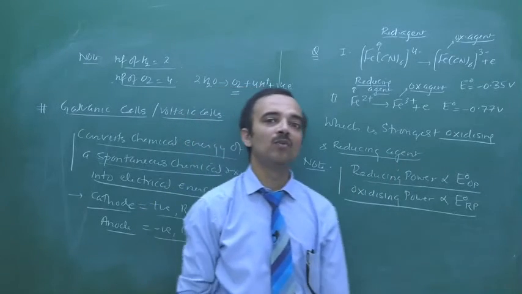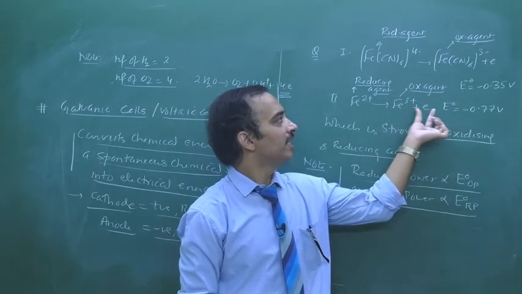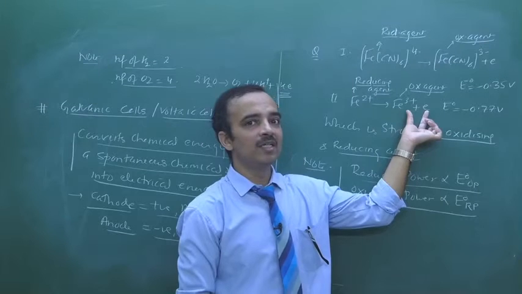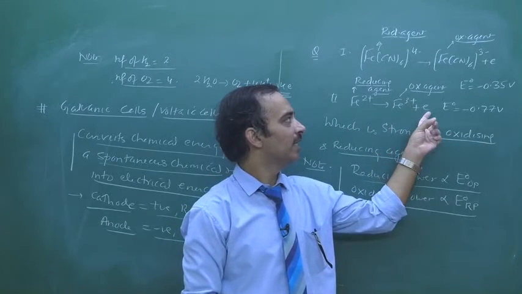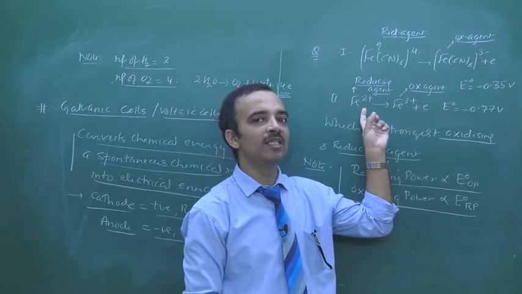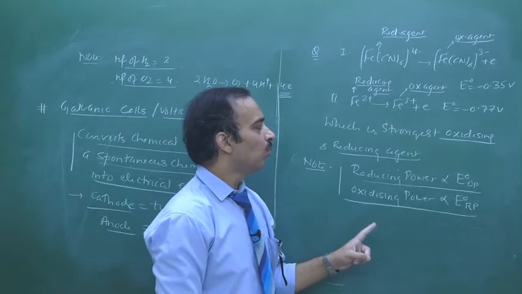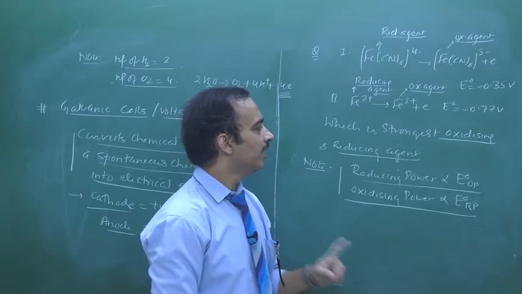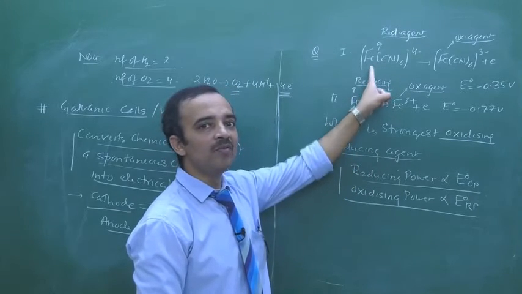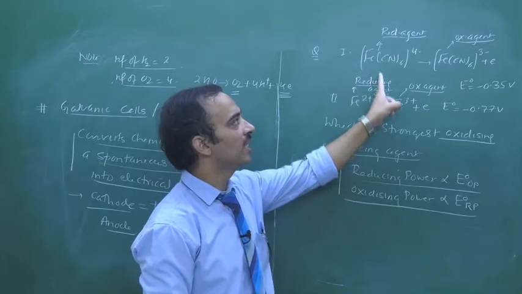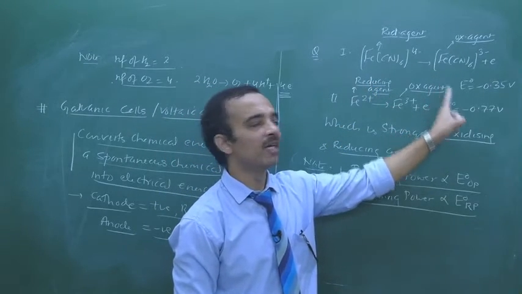So what is the important point here? All of you listen very carefully. Oxidizing agent and electron are written on one side, reducing agent is written on the other side. Beta, when we have to find the strongest reducing agent, we have to select between the two. When we have to find the strongest oxidizing agent, we also have to select between the two.